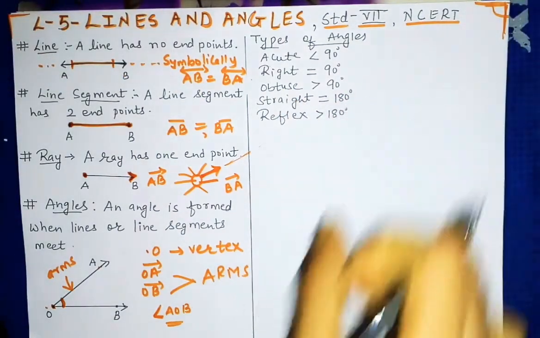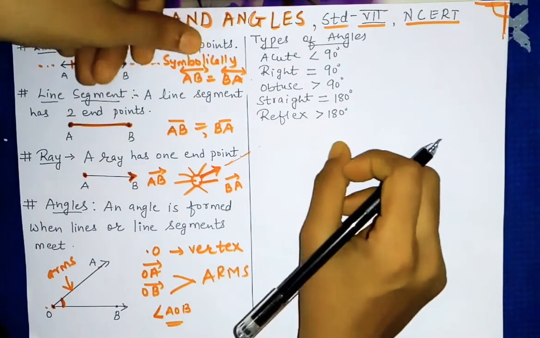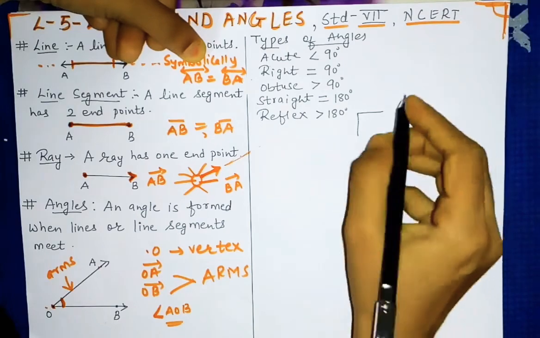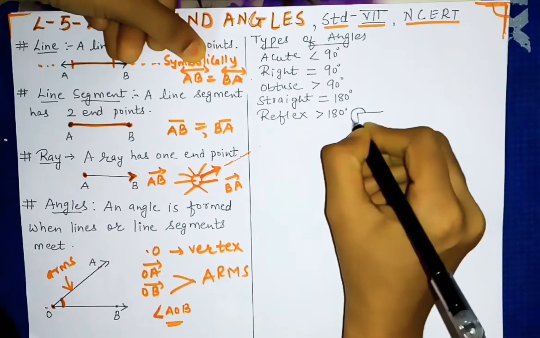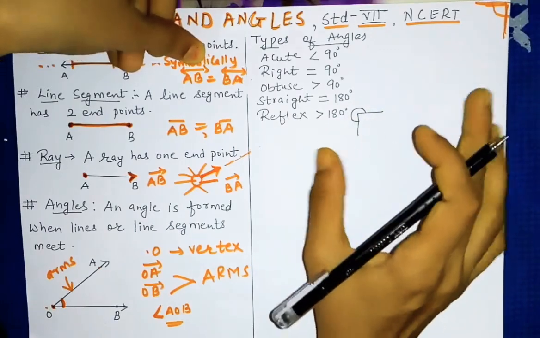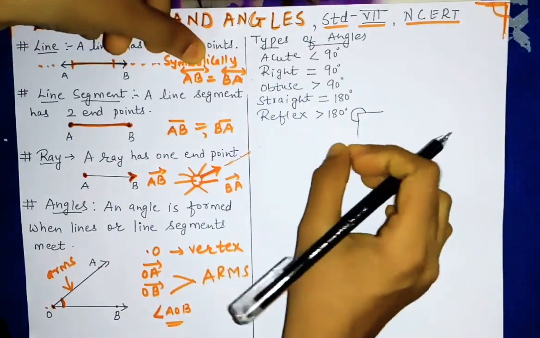Now reflex angle is greater than 180 degrees. So how do we draw a reflex angle? We normally draw it like this. We will draw it in this reverse way. So this part is greater than 180 degrees. So this way we draw the reflex angle. So these are the types of angles.